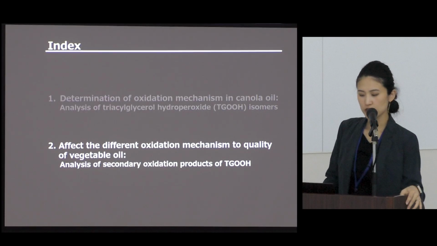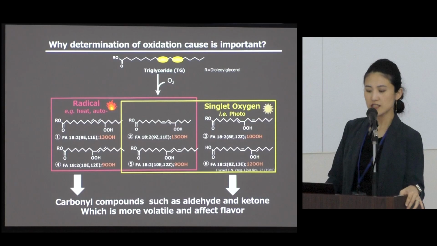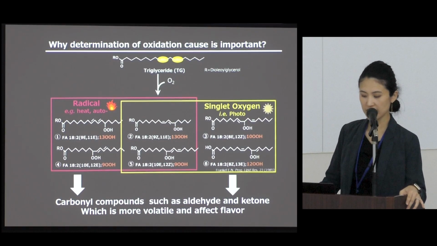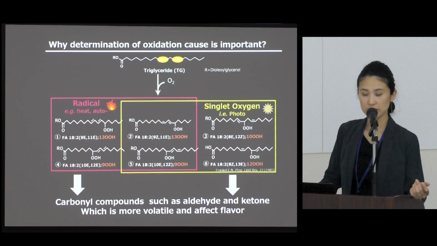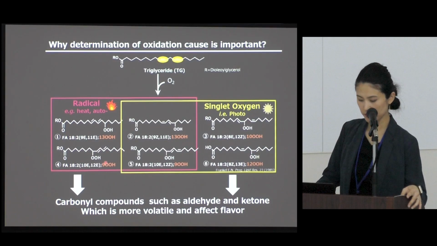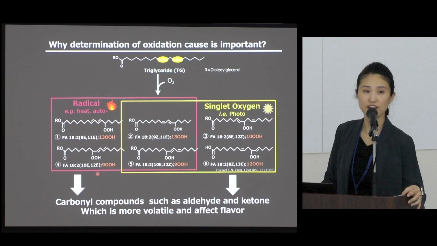Now I would like to move on to the next topic. As I described above, we successfully developed the analytical method for TGOH isomers, which can determine the oxidation mechanism in edible oils. At the same time, the elucidation of the oxidation mechanism provides another really important piece of information, which is the kind of secondary oxidation products. The secondary oxidation product structures depend on the TGOH positional isomers, because the O-O bond is pretty weak, so it decomposes from near the hydroperoxide position. That's why those carbonyl compounds are more volatile and affect the flavor.